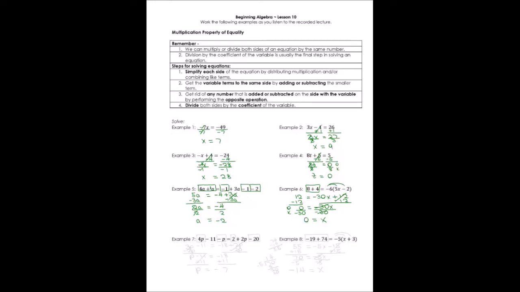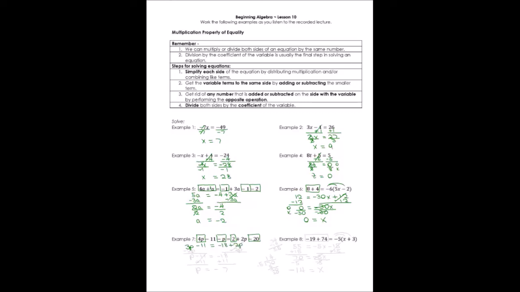Example 7. Let's get the terms together. I've got 4p minus p over here on the left, that'll give me 3p minus 11, that's equal to, and I have a 2 and a negative 20 that can be combined, which would be a negative 18 plus 2p.